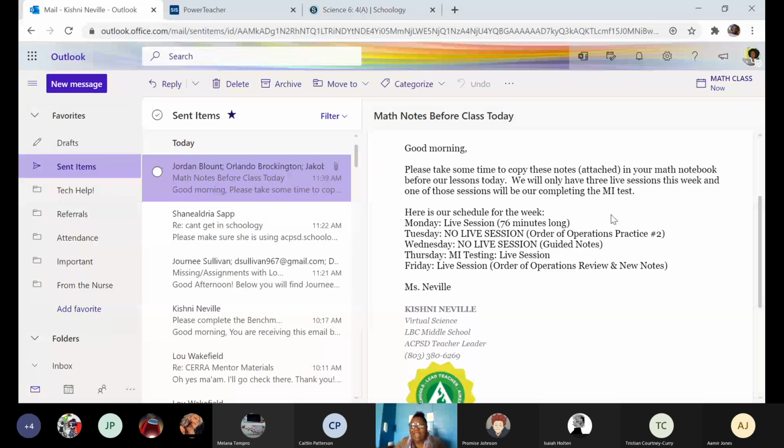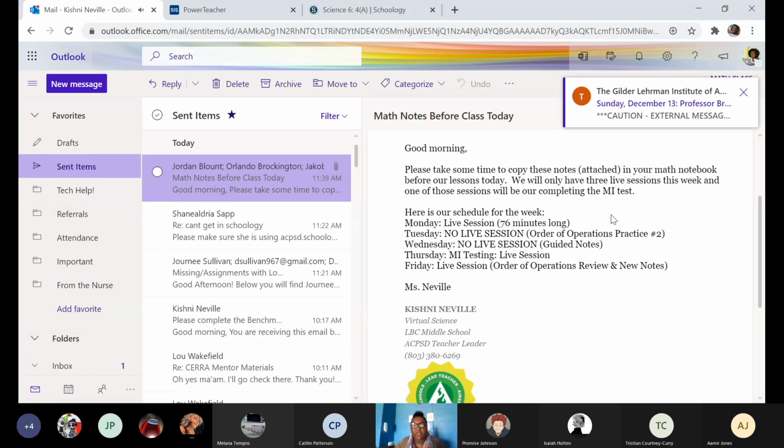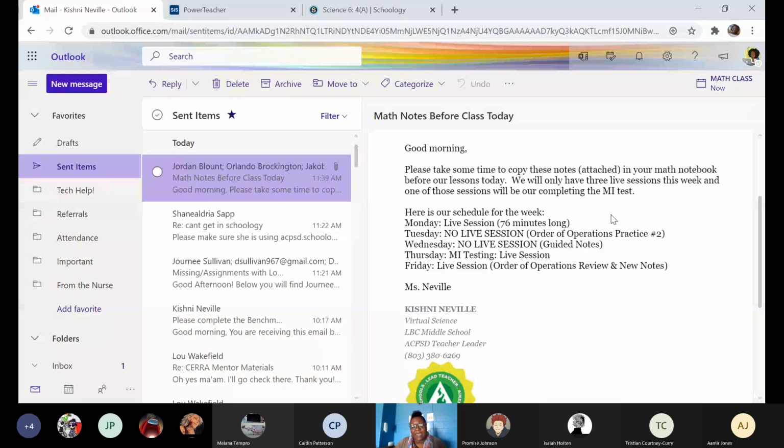Then Tuesday, there's no live session. Ms. Neville has training, and you'll have an order of operations, practice 2, that you'll need to complete. Wednesday, there's no live session. You'll have some guided notes that you may have to do. Thursday, we will have a live session, but it'll just be for our MI test. I'm going to get you started on your MI test.